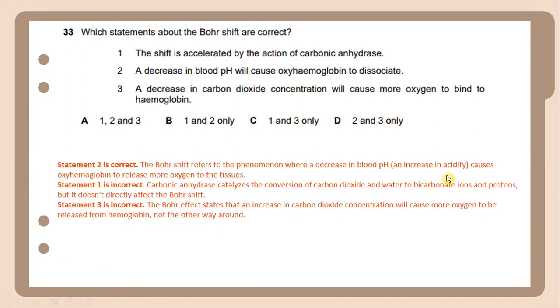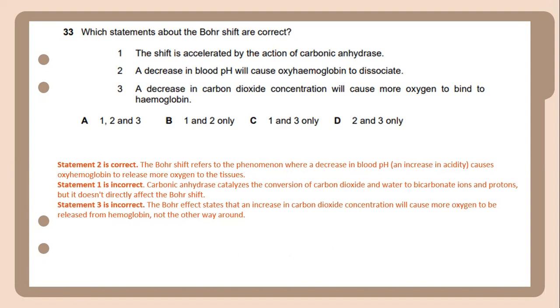Statement 2 is correct because the Bohr shift refers to the phenomenon where a decrease in blood pH and increase in acidity causes oxyhemoglobin to release more oxygen to the tissue. Statement 1 and 3 are considered incorrect.